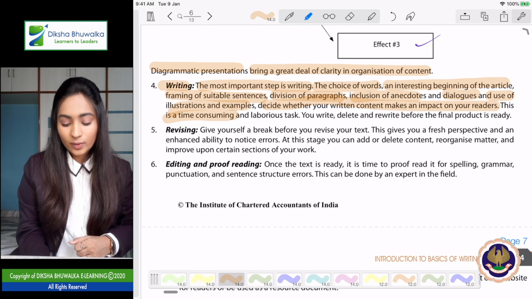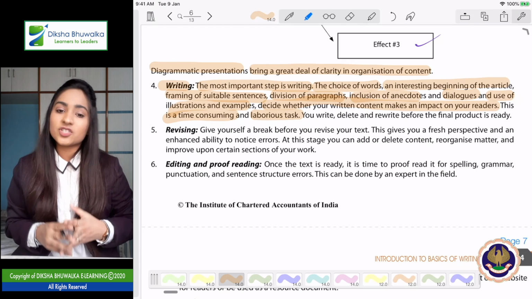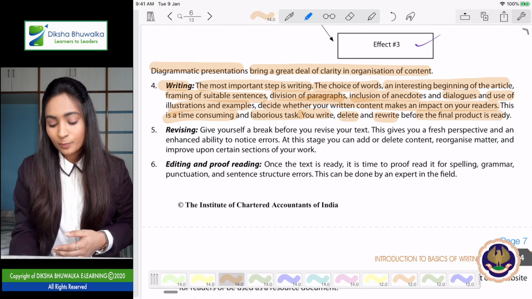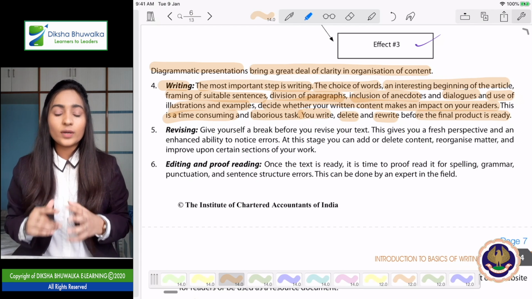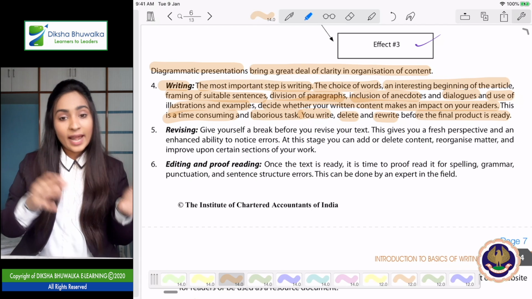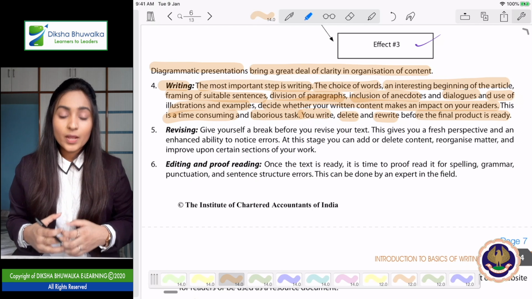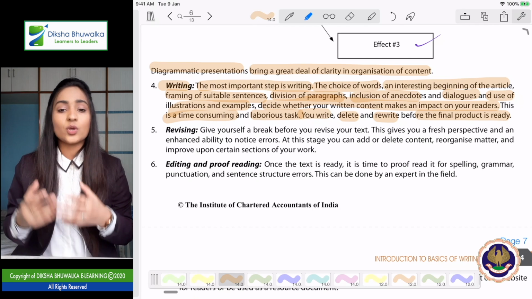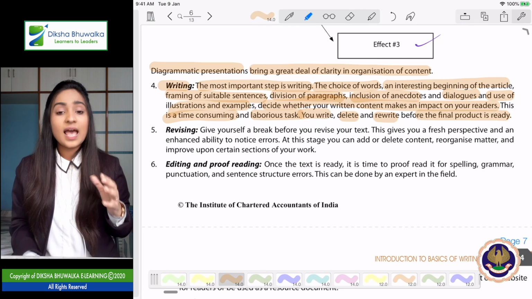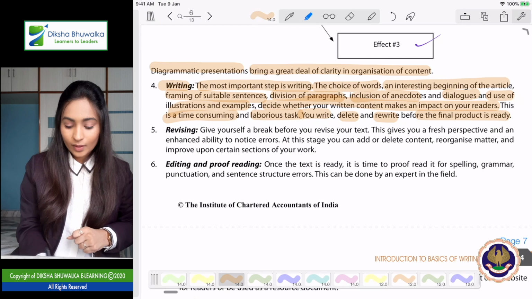This is a time consuming and laborious task. Obviously, this is time consuming, so you get that much time in the exam. You write, delete and rewrite before the final product is ready. Now, when you're giving the exam, you will not get so much time to write, delete, rewrite. So what you do is you start practicing from now. When you're watching the lectures or you're practicing how to write, you start writing on a lot of topics, and that practice will help you write very well in the examinations.